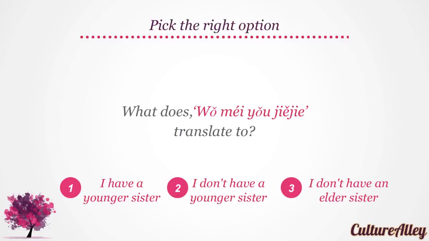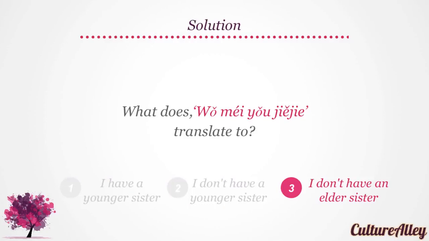What does 我没有姐姐 translate to? Does it become I have a younger sister? Or is it I don't have a younger sister? Or the last one, I don't have an elder sister. The correct translation of 我没有姐姐 is I don't have an elder sister. Good job! We've covered both the topics of today's lesson.